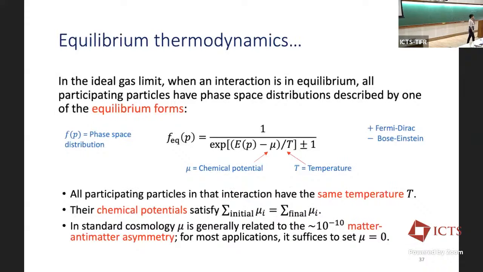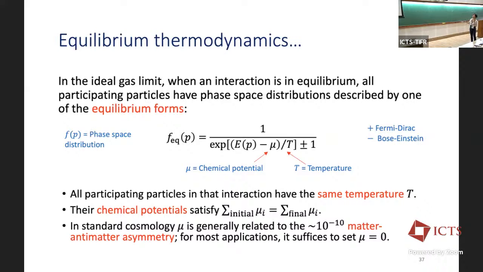So we have established that if we're at a high enough temperature, even the weak interactions can be in a state of equilibrium. So what does that mean? Well, if I'm looking at an ideal gas, and say an interaction is in a state of equilibrium, then all the particles that participate in that interaction will have their phase space distributions described by one of the equilibrium forms.